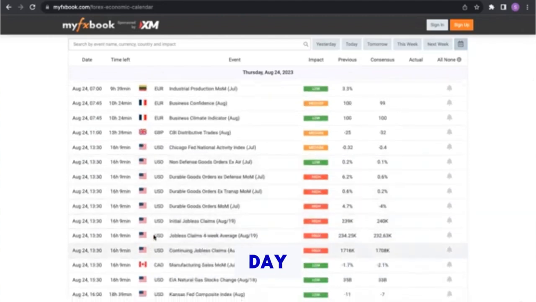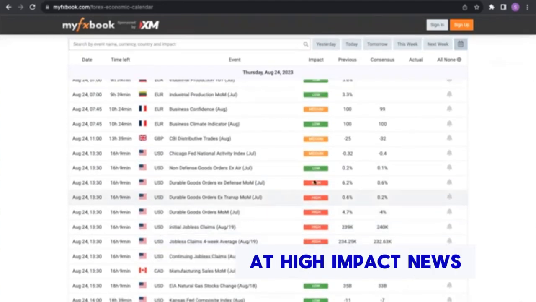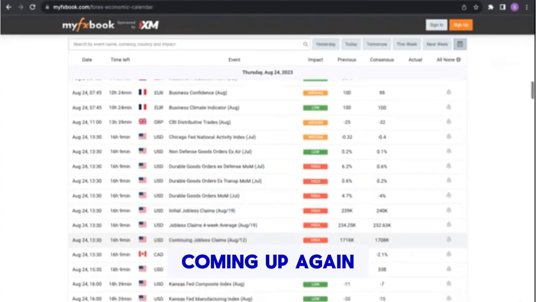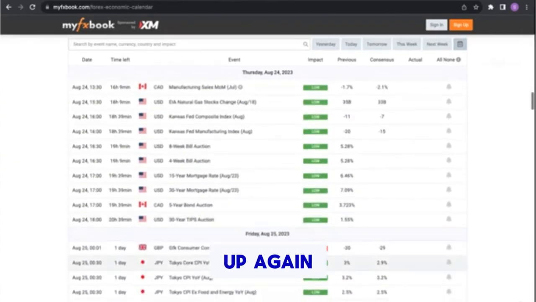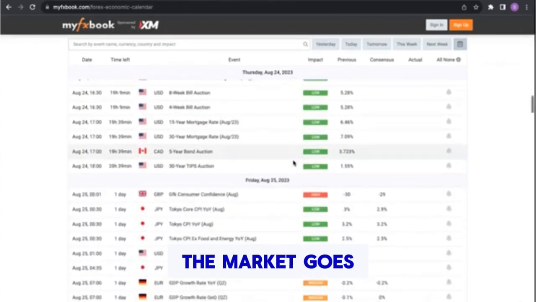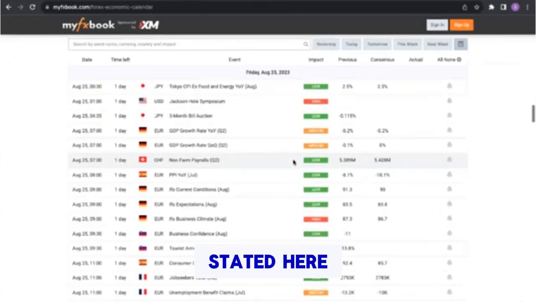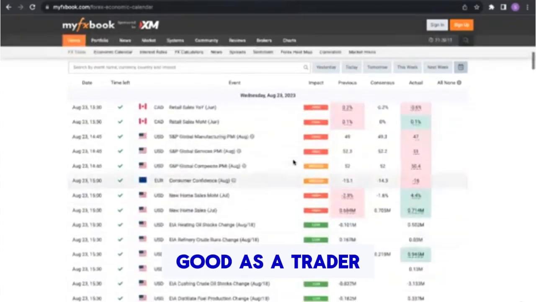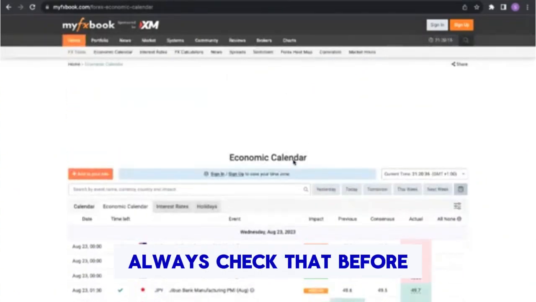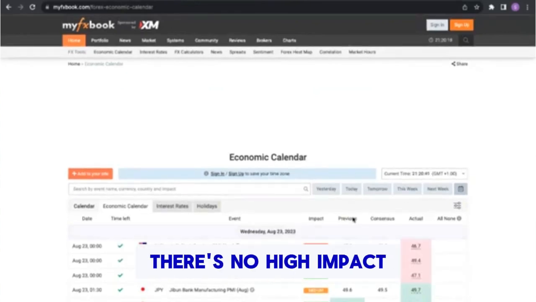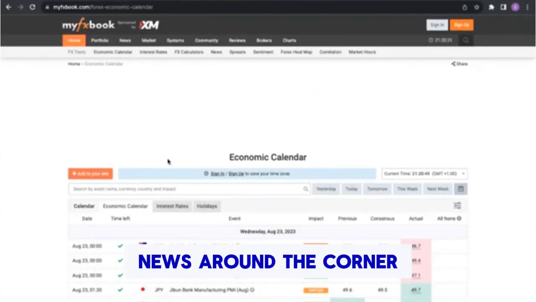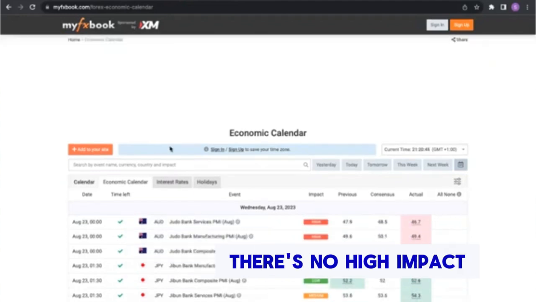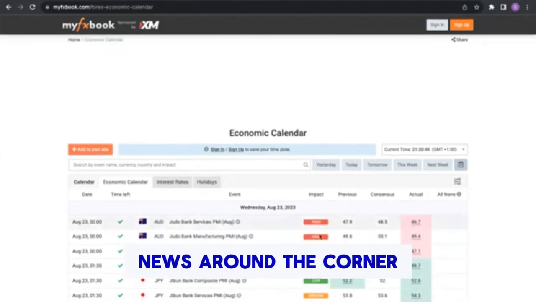until the next day. The next day, look at high impact news coming up again. And so that's how the market goes. Every news is already stated there. So you do yourself good as a trader. Always check before you go into the market that there's no high impact news around the corner.